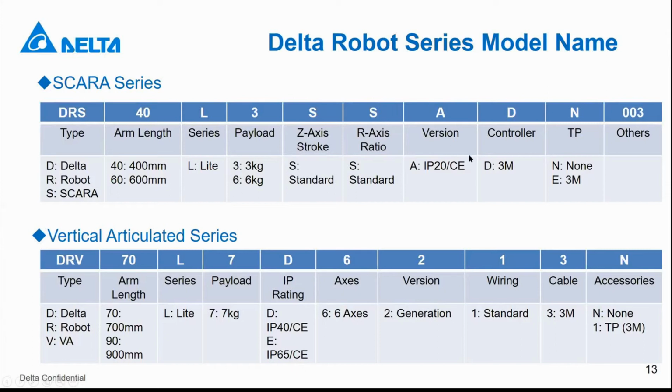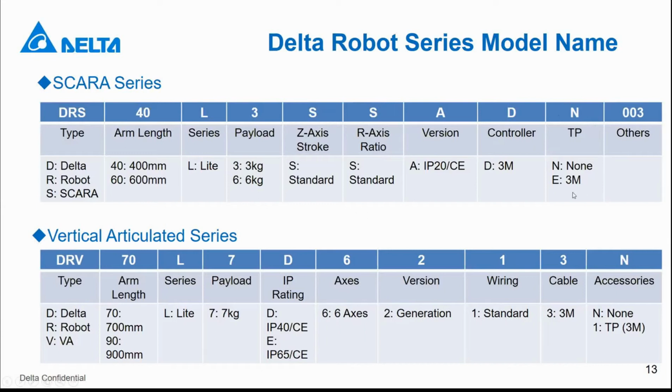And next is the hardware version. For the Europe area, because we all need CE certification, in this area we only have one choice. It's A. A means IP20 and with CE certification hardware. And next is the control type. For the control type here, we use it for choosing the cable length. For the cable between the robot and the controller, we have a 3 meter and a 5 meter option you can choose. And next is the TP.